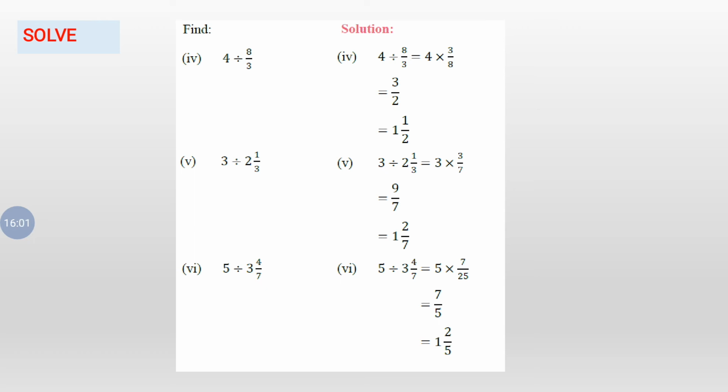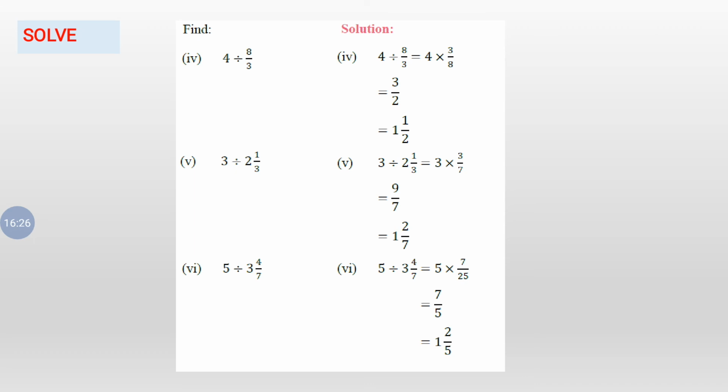So another example, 3 divided by 2 1 by 3. We consider the denominator of 3 as 3 by 1. So the operation changes from division into multiplication. The mixed fraction is converted to an improper fraction. 2 3s are 6, 6 plus 1 is 7. So 7 by 3. So 7 by 3 is the reciprocal of 3 by 7.